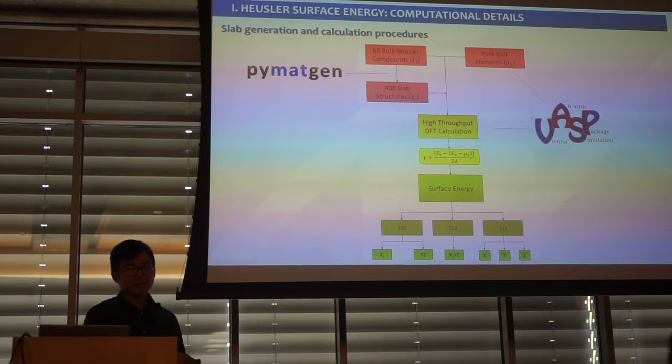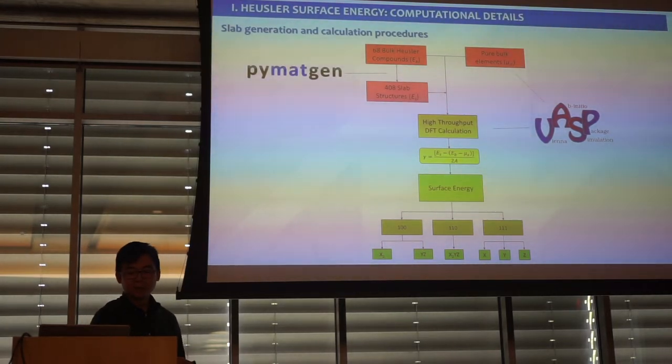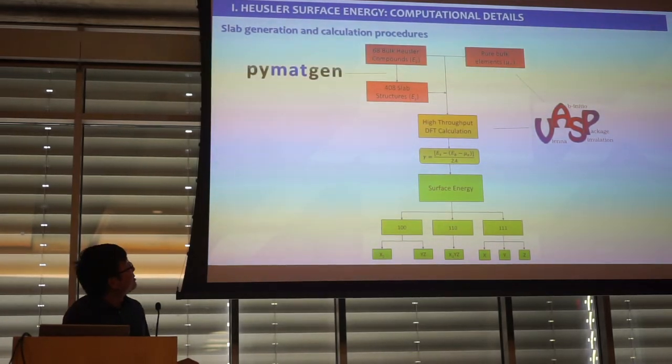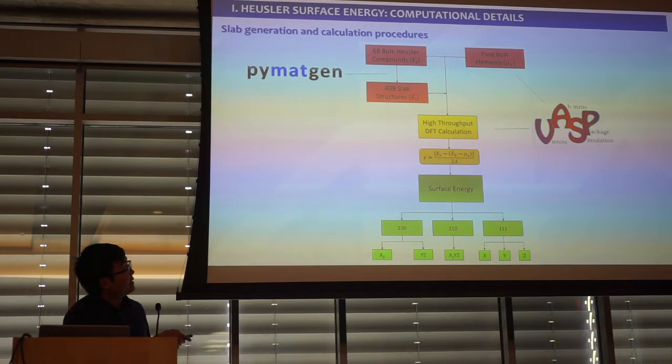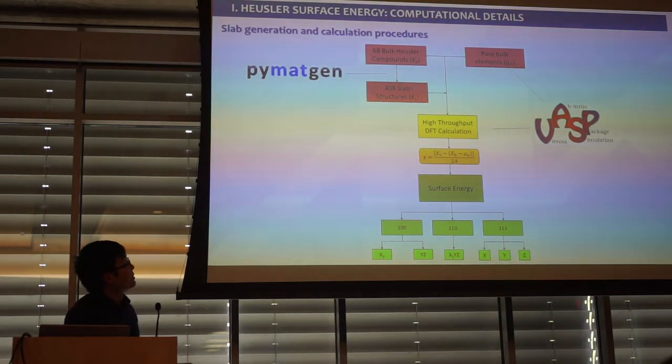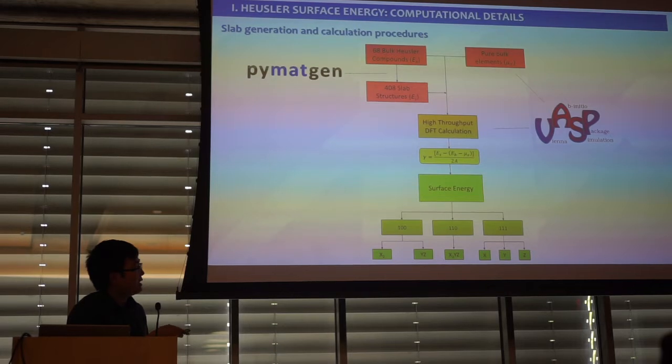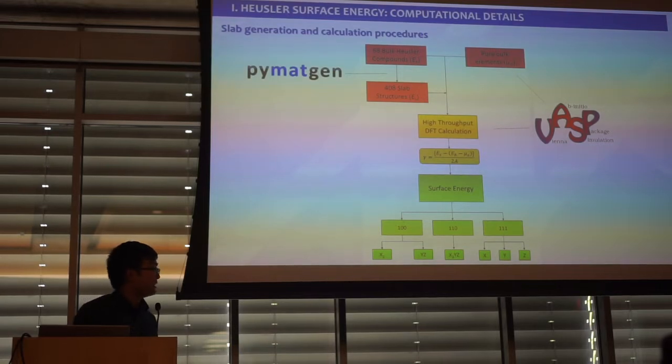Okay, so here's a rough flow diagram of how we did our calculations. We start out with 68 bulk Heusler compounds, and then we use a Python library called PyMatGen to create the slab structures. And we also have a bunch of pure bulk elements to calculate the chemical potential terms. So we do a high-throughput density functional theory calculation using a tool called VASP. And then from those calculations, we get the energy terms and the chemical potential terms to plug into the surface energy equation. And then once we have the surface energies, we can sort them into their corresponding terminations, so the X2, YZ, and all those.